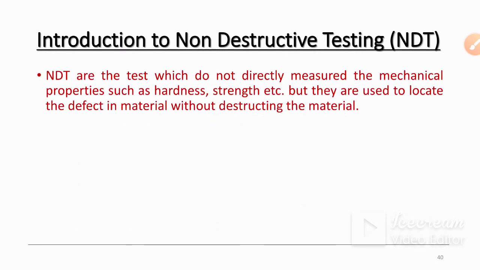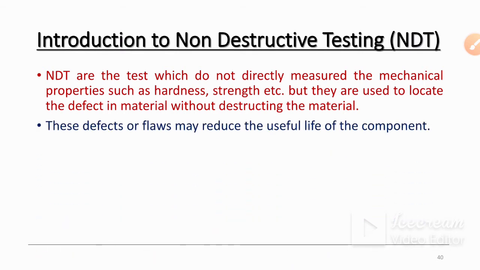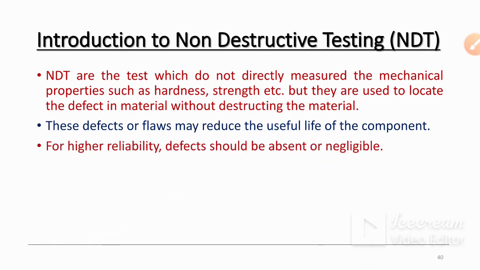So NDT means non-destructive testing are the tests which do not directly measure the mechanical properties such as hardness, strength, etc., but they are used to locate the defects in material without destructing the material. So basically this test is intentionally developed to find out the defects in material without destructing or damaging the materials. These defects or flaws may reduce the useful life of components. For higher reliability, defects should be absent or negligible.